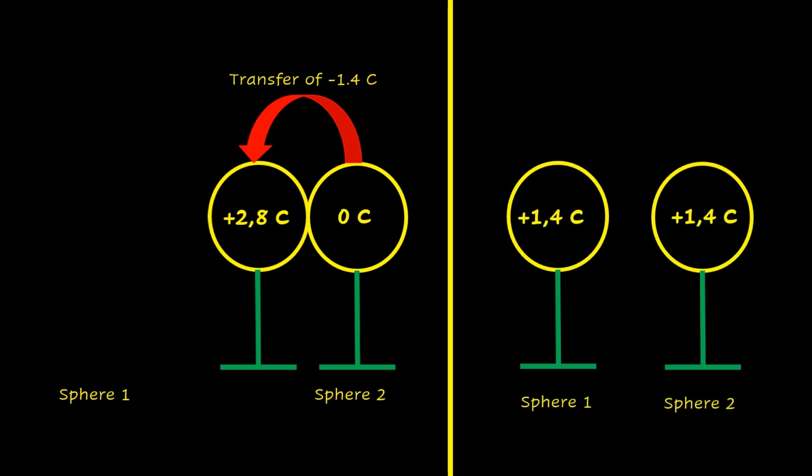When conductors are separated after touching, they will have an equal amount of positive charge, which will be equal to 1.4 coulombs. The new charge is determined by adding the initial charge of sphere 1, which is 2.8, plus the initial charge on sphere 2, which is 0, all divided by 2, which will give us positive 1.4 coulombs. So now, after touching, the spheres will each have a charge of 1.4 coulombs, which is positive.